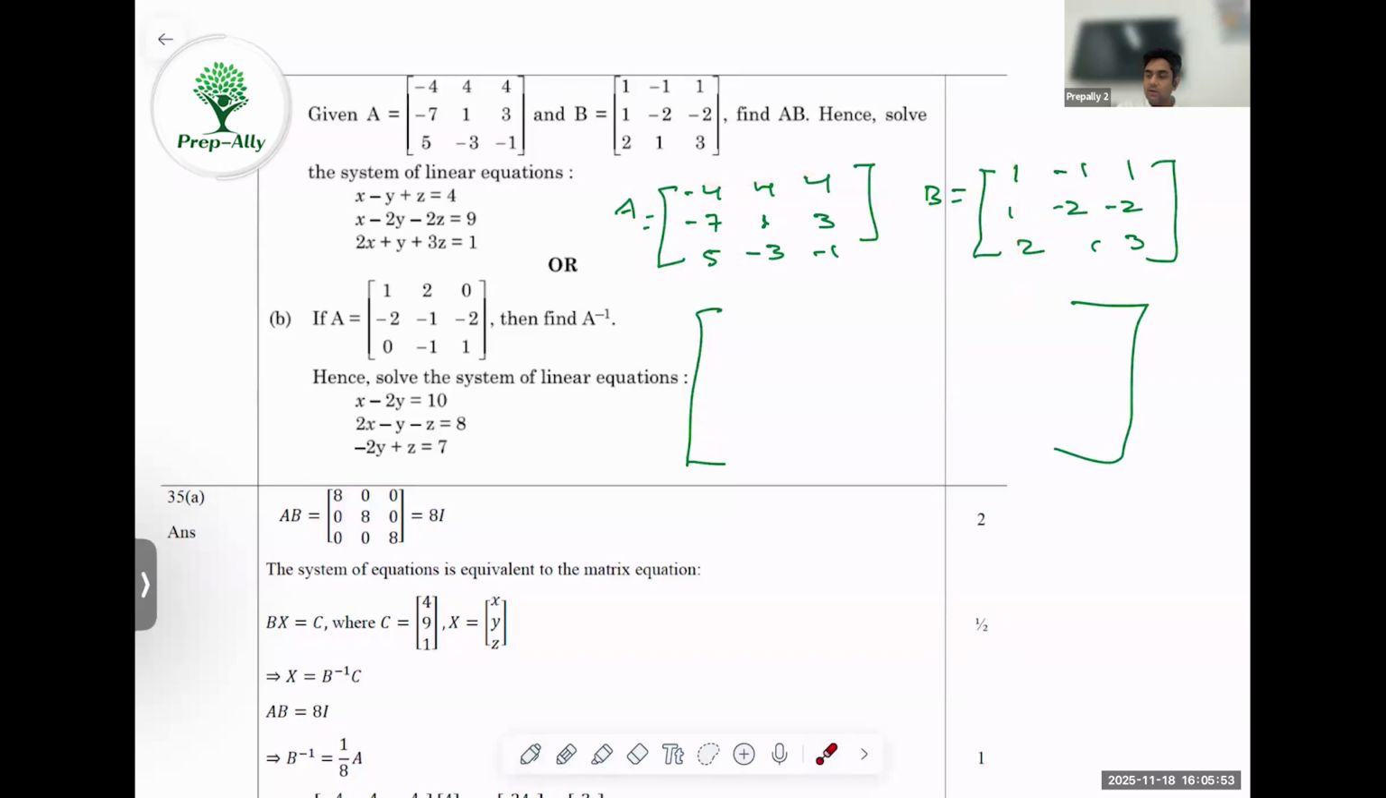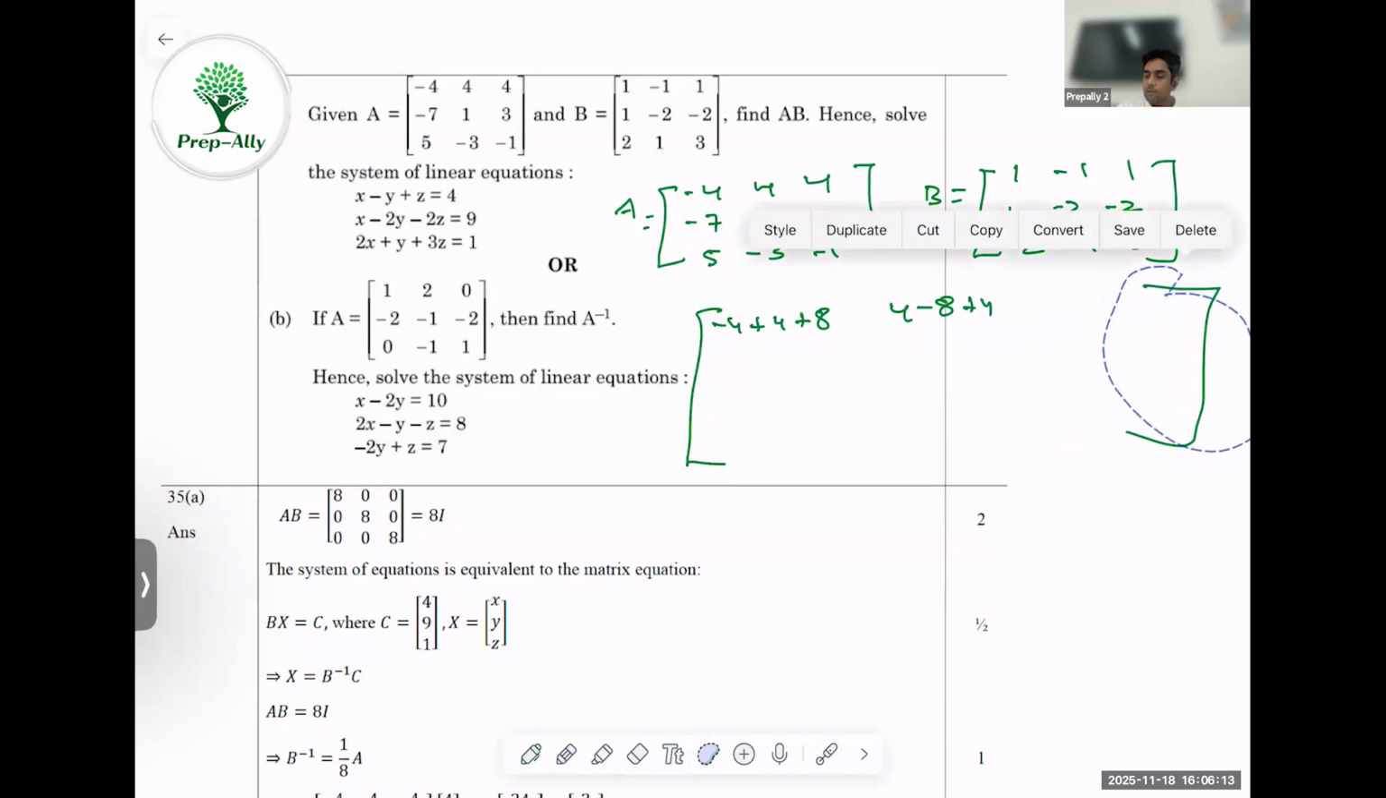So you can multiply it and write it as minus 4 plus 4 plus 8. Similarly, what will be the next element? It will be this into this, so that will be 4 minus 8 plus 4. Similarly, for the next one, we have to multiply this with this. So it will come out to be 4 minus 4 minus 8 plus 12. And similarly, if I do that, you'll see that this will come out in this form. So this is the first step.